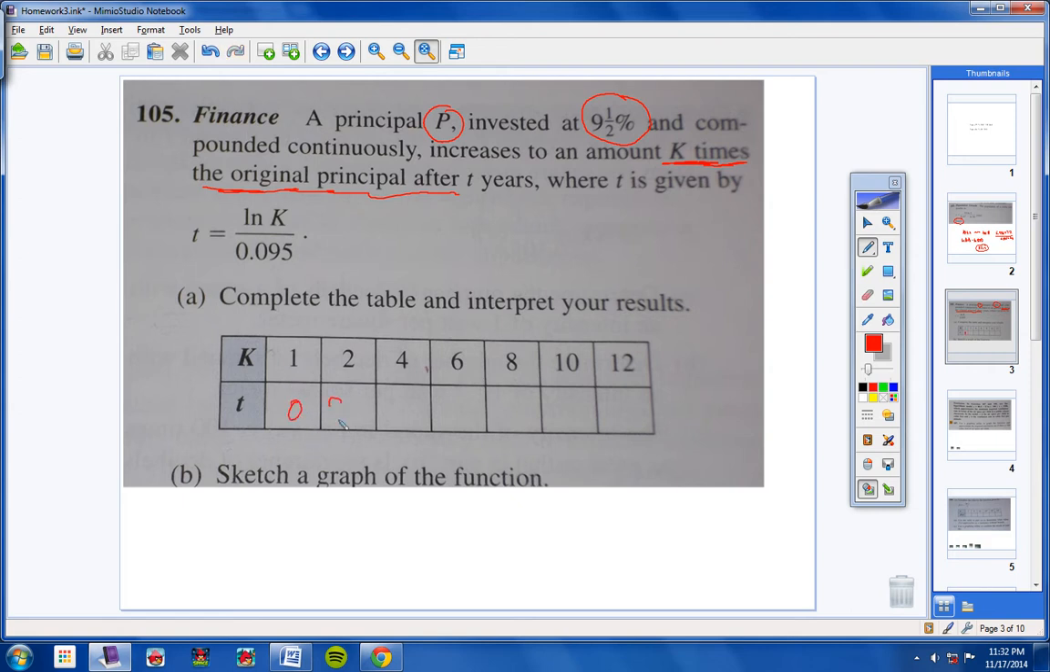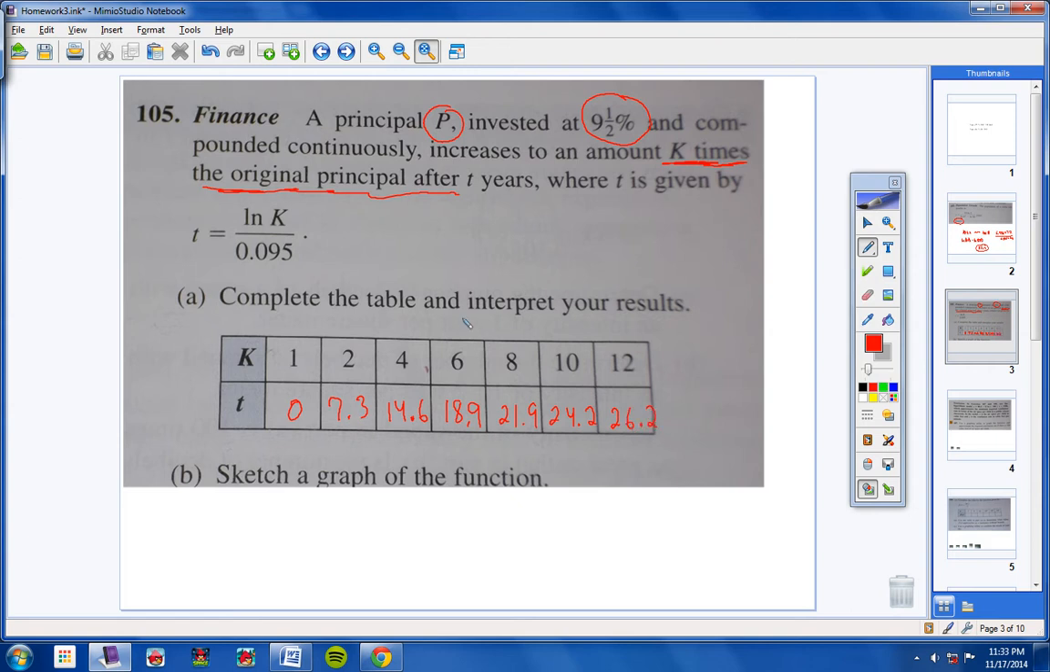Okay, 0, 7.3, 14.6, 18.9. Most of you should know how to do this. It's pretty simple. 21.9, 24.2, and 26.2. All right, there we go.